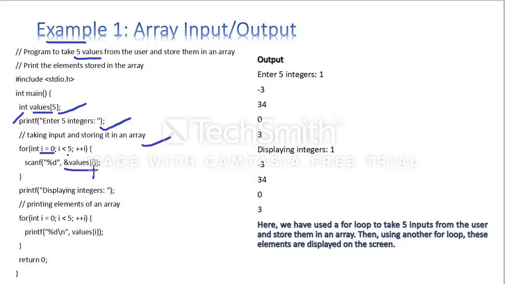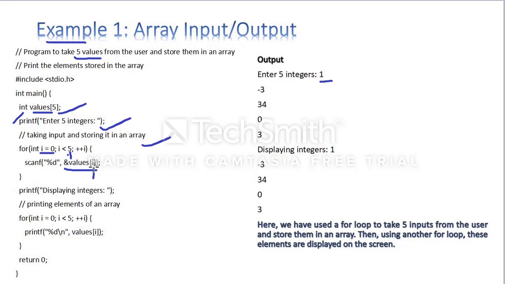So if your index is 0, you can enter one value. If the index is 1, you can enter one value. If the index is 2, you can enter another value, like that. For example, first enter 5 integers. When i is equal to 0, 0 is less than 5, so I come here. It's a working condition; we have already discussed it in a previous class. 0 is less than 5, correct, so it goes to the body of the for loop.